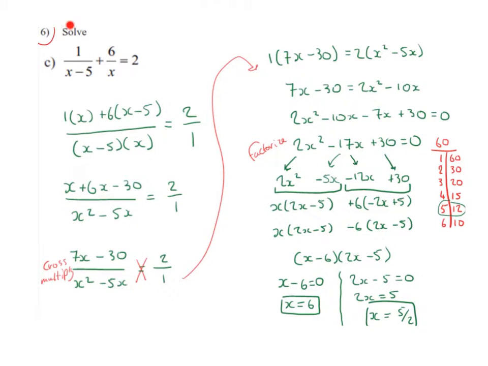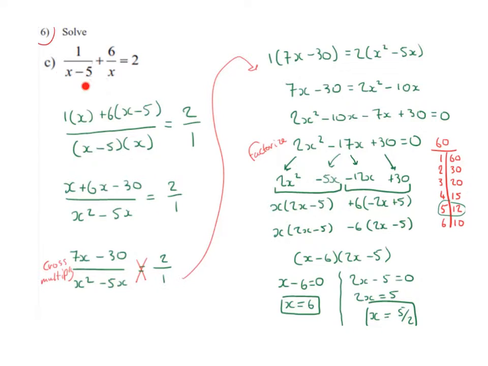In this question, we're asked to solve 1 over x minus 5 plus 6 over x equal to 2. So what we want to do is simplify the left-hand side. Then we're going to cross multiply, factorize, and solve. So let's start by simplifying the left-hand side.